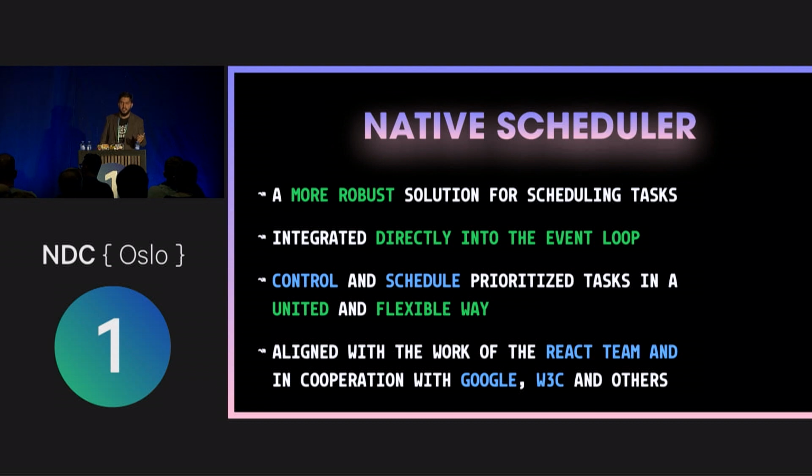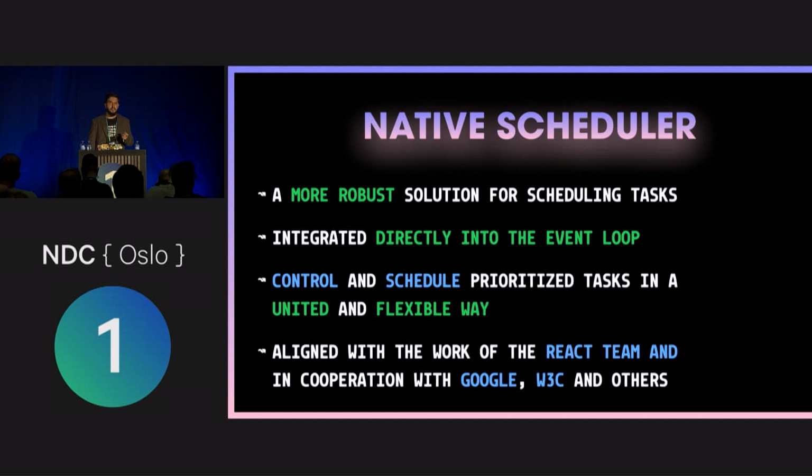And basically, this native scheduler is supposed to be a more robust solution that is directly integrated into the event loop. And most of the things are promise-based, and it allows you to control and schedule things in a more flexible, but at the same time unified way, so that you don't have each framework or each app sometimes implementing their own scheduling solutions around the very few primitives we get.